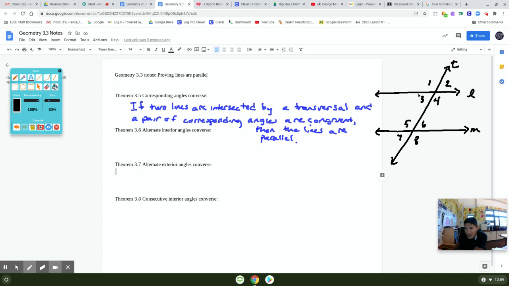For example, angle 3, first of all, that's an interior angle. And then the angle that's alternate interior with that is angle 6. If those 2 angles are congruent, then that proves or really ensures lines L and M are parallel. So if 2 lines are cut by a transversal, same thing as intersected, and a pair of alternate interior angles are congruent, then the lines are parallel.